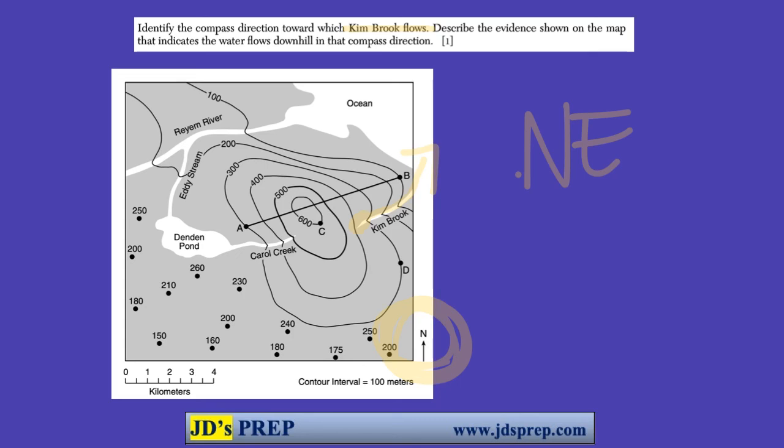We're also asked to describe the evidence shown on the map that indicates the water flows downhill in that compass direction. So we can see that the contours are decreasing in elevation there. We have these little V's where the contour lines cross the brook. That's an interesting piece of evidence, and certainly the brook is going towards the ocean or sea level right here.